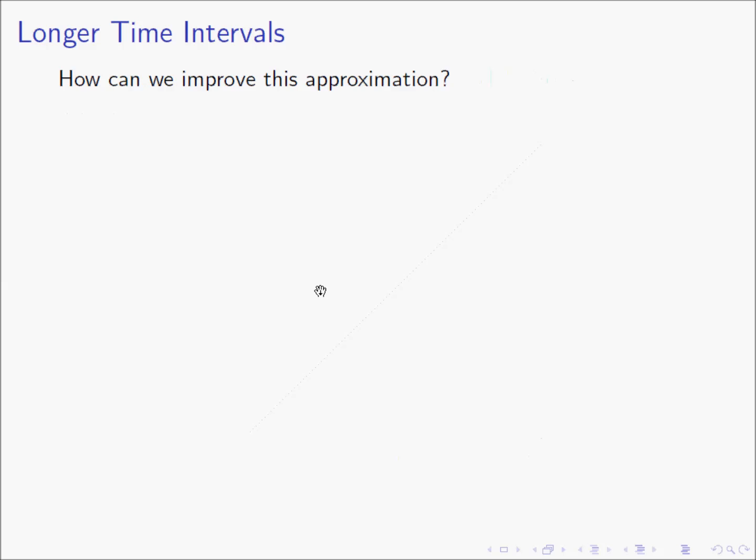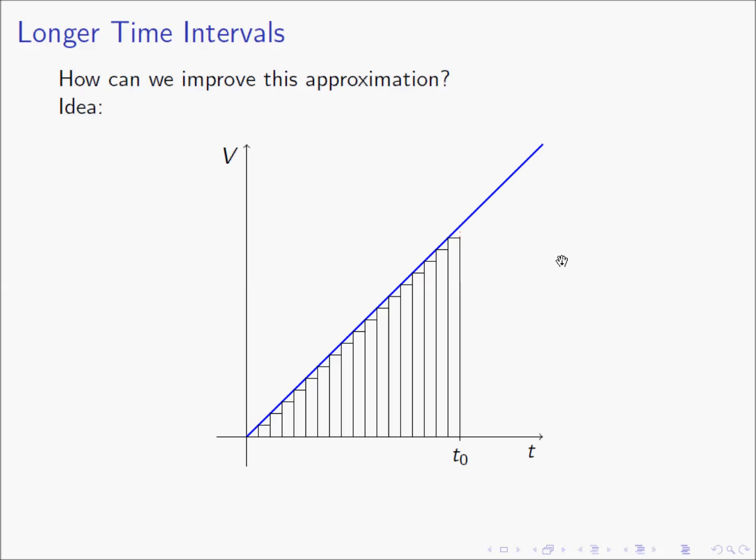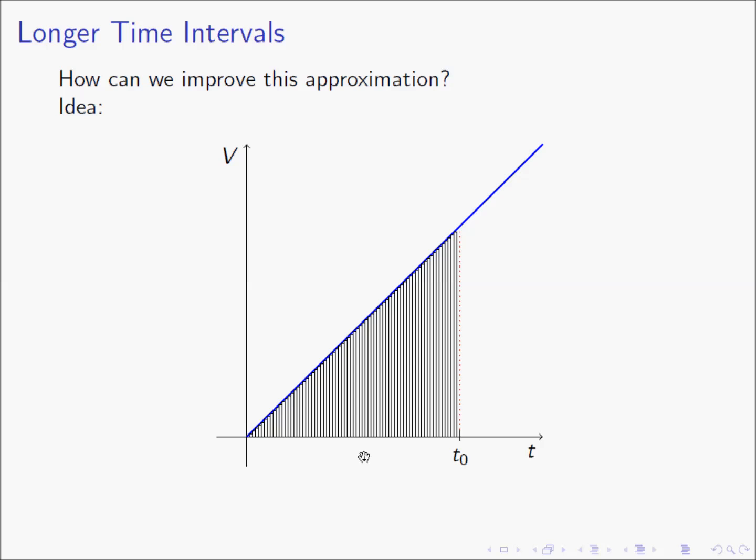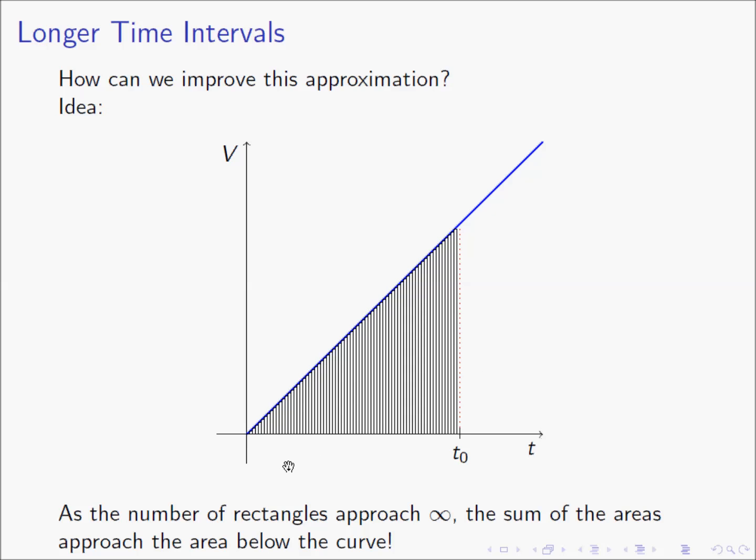And how can we improve this approximation? You may guess already that we're going to increase the number of rectangles. We increase the number of rectangles even more, and you see that we get a better and better approximation to the area below this curve. And the fact is that we're going to take the limit, because we're in calculus. We take the limit as the number of rectangles approaches infinity, and the sum of the areas approaches the area below the curve, and the area below the curve is the distance traveled.